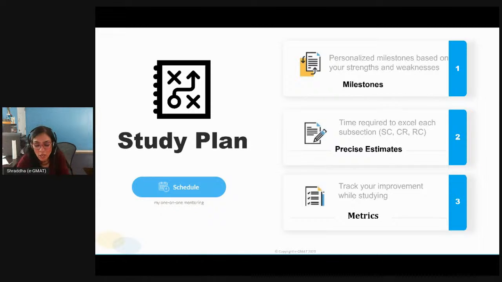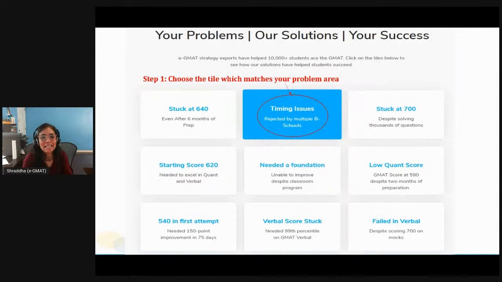So make sure that you click on that button. When you do so, it takes you to a page like this where you have different tiles. All these tiles talk about a specific problem area pertinent to a student. We've been in the industry for more than 10 years now, right? So in these 10 years, we have come across almost all sorts of stumbling points that a student faces in his or her journey of GMAT preparation. So when you go to this, you can identify your problem area. You click on the pertinent problem that you are facing.